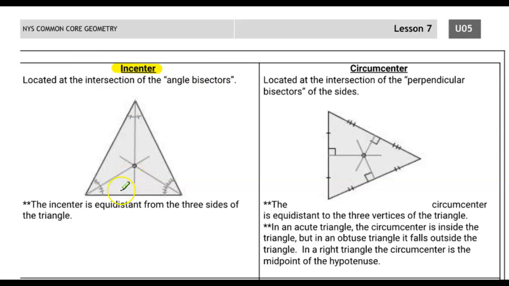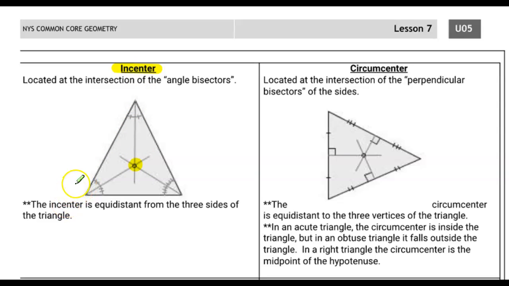So you can see here that the diagram has three different angle bisectors drawn. You can tell they're angle bisectors because both of these angles here are congruent, both of these are congruent, and both of these are congruent. They have the same number of hash marks. And when all of those three angle bisectors are drawn to the center of the circle, you can see they meet at one point. That point is called the incenter.